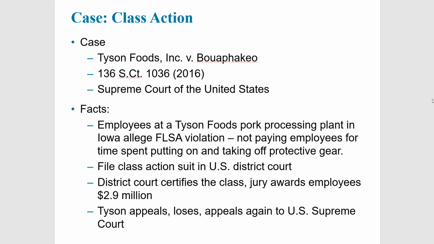So they file a class action lawsuit in U.S. District Court. The District Court certifies the class. We go to trial, and the jury awards the employees $2.9 million. Tyson appeals this case. They lose at the appellate court, and then they appeal again to the U.S. Supreme Court.